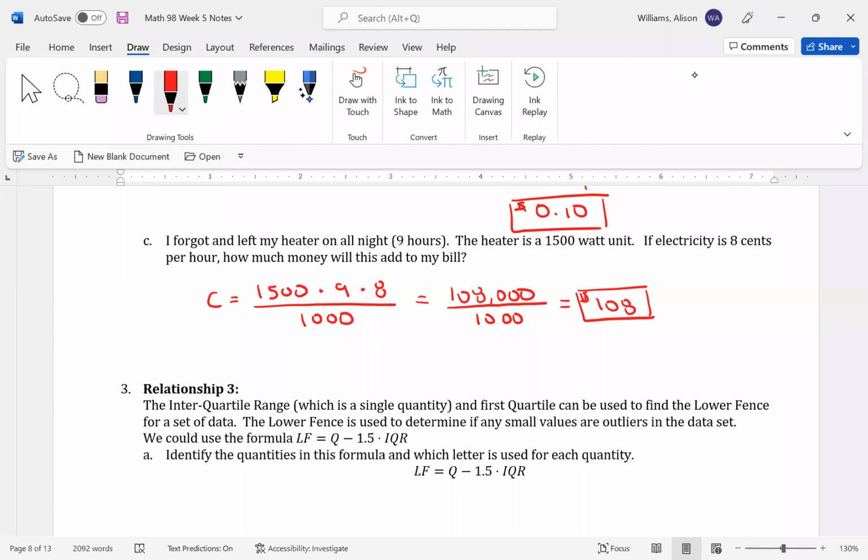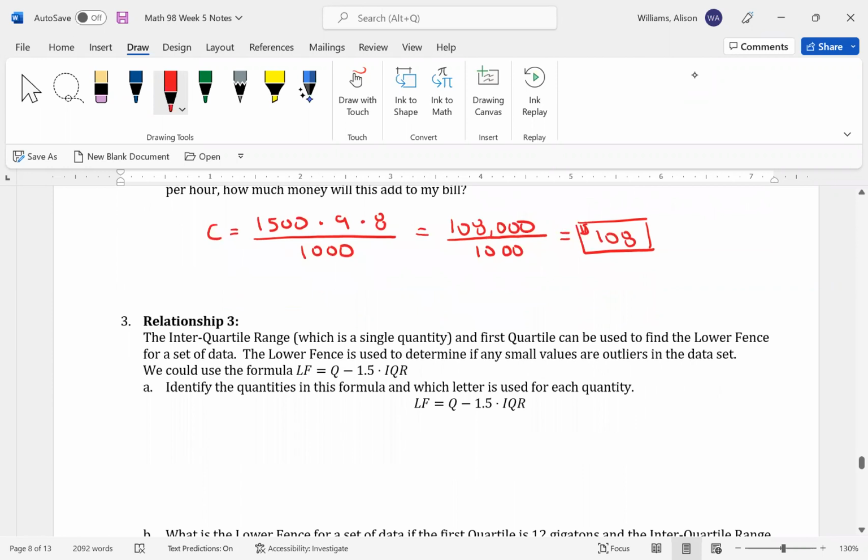So we could use this formula. So let's identify things. So LF is lower fence, I'm pretty sure. Lower fence, what they're calling the lower fence. Q is the first quartile. And then IQR is what they've called this interquartile range.